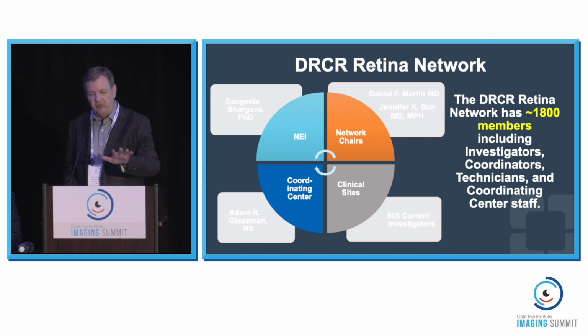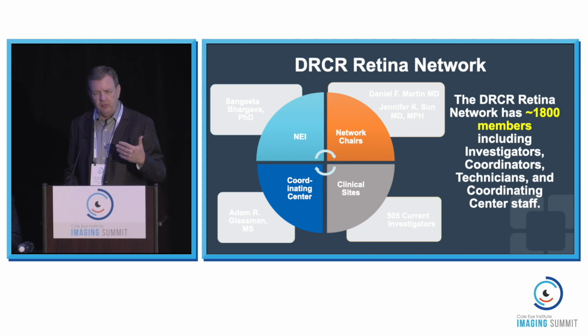This is our structure. There's 1,800 members of it. I have the incredible privilege of serving as one of the 2 network chairs along with Jennifer Sun. She's amazing. Love working with her. Adam Glassman is the biostatistician along with a whole host of other biostats people. And we spend a lot of time exploring new ideas.